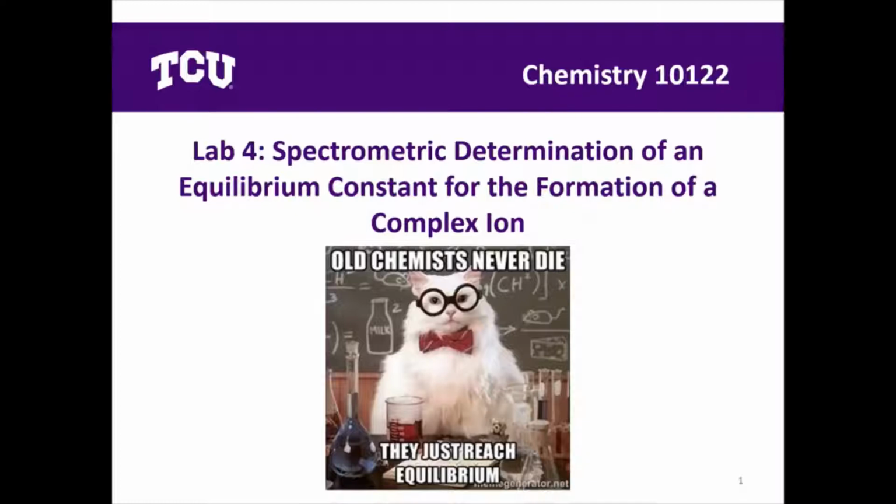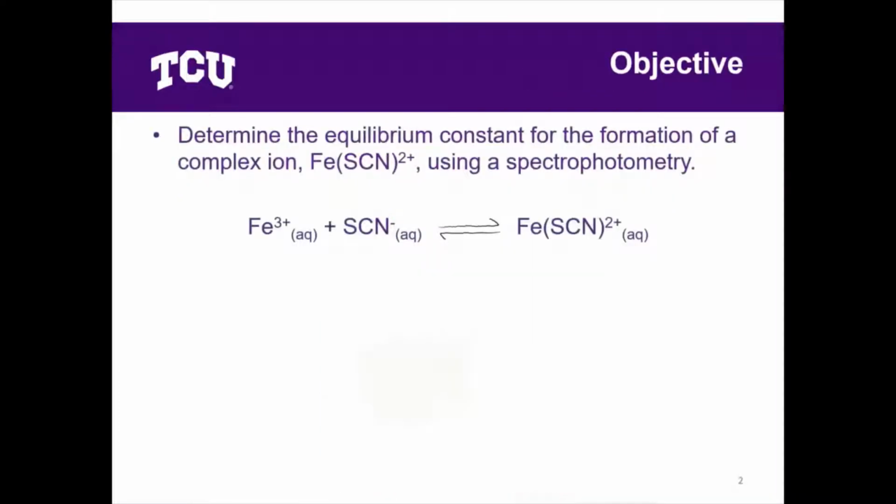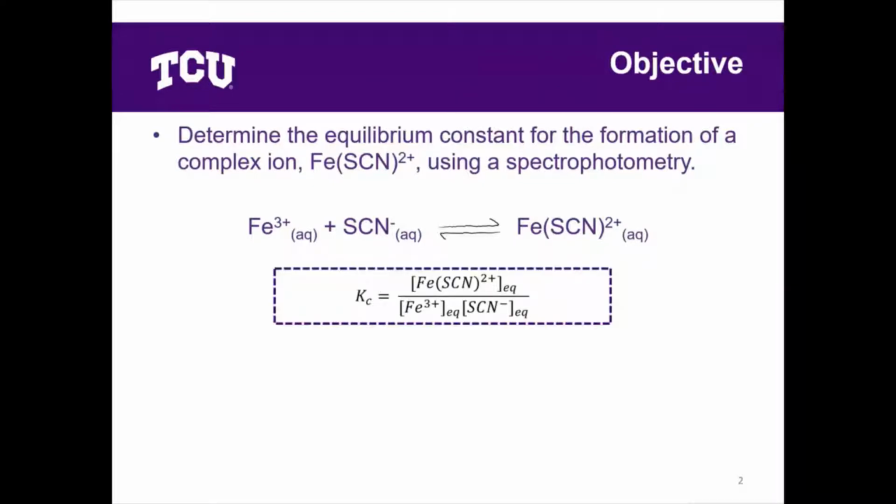So the objective of today's lab is to determine the equilibrium constant for the formation of a complex ion, specifically iron thiocyanate. And again, we're going to use spectrophotometry to do so. The reaction itself is iron 3+ ions react with thiocyanate ions to form this iron thiocyanate complex. Equilibrium constant, of course, Kc is equal to the concentration of iron thiocyanate divided by the concentration of iron 3+ times the concentration of thiocyanate, all at equilibrium.